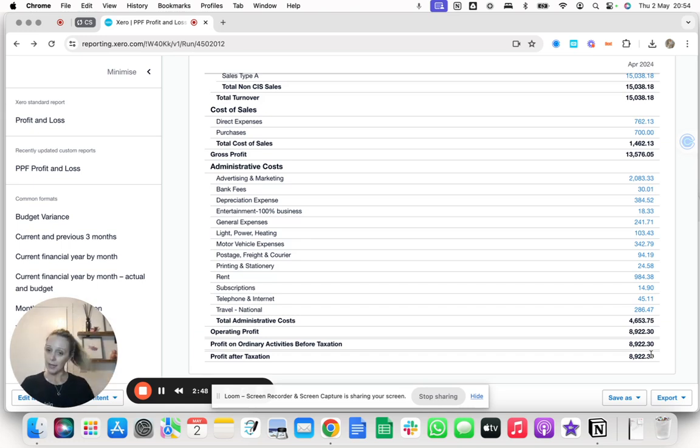And I'm going to get the calculator out to check what that actually is. So 8,900. So that's just under 1,700. So that gives me a profit after tax of just over £7,000. Is that enough profit to give me the dividend that I need for the month? Yes, that is. So I'm happy with that.